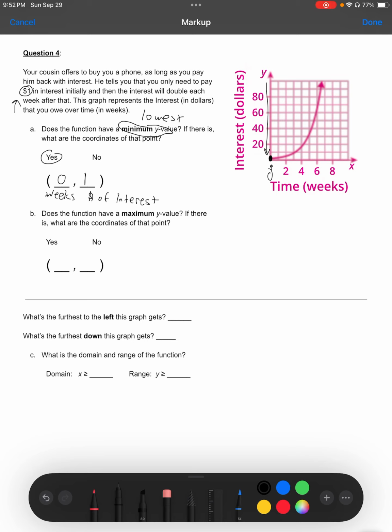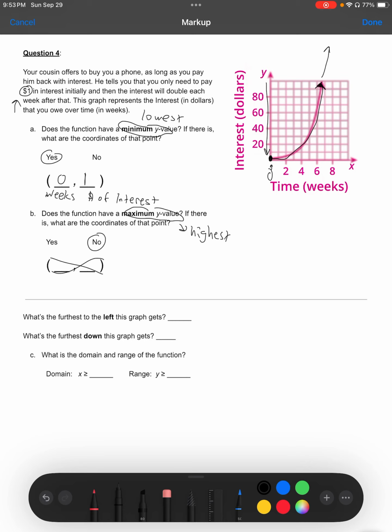But then it asks, does the function have a maximum y value? A maximum y value would be a highest point. If I'm following this graph up, and I want to see if it has a highest point, I get to this arrow that tells me it would actually continue past this graph and keep on going forever. So this does not have a maximum point because this graph would keep on going up forever. It doesn't have a highest point. Since there's not a highest point, I don't need to list one because there is not one.